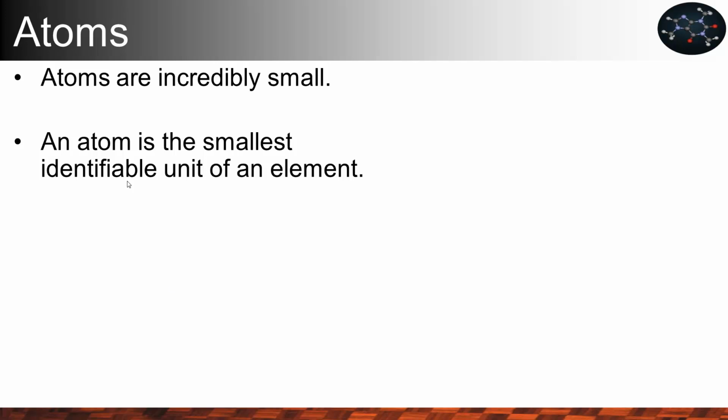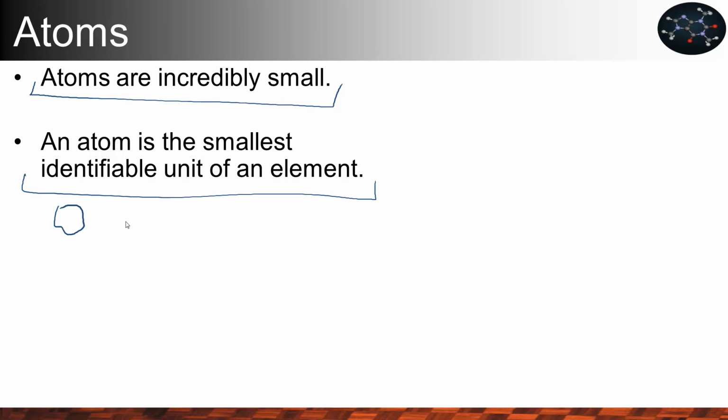So the thing to remember here, if nothing else that you take home from this, I want you to have some idea of how incredibly small atoms are. They are the smallest identifiable unit of an element, meaning that if I have a chunk of carbon, and I look at a tiny bit of it, and I have a smaller chunk of carbon, and I keep cutting it in half and cutting it in half, it's still going to act like carbon. It'll have all the physical and chemical properties of carbon.